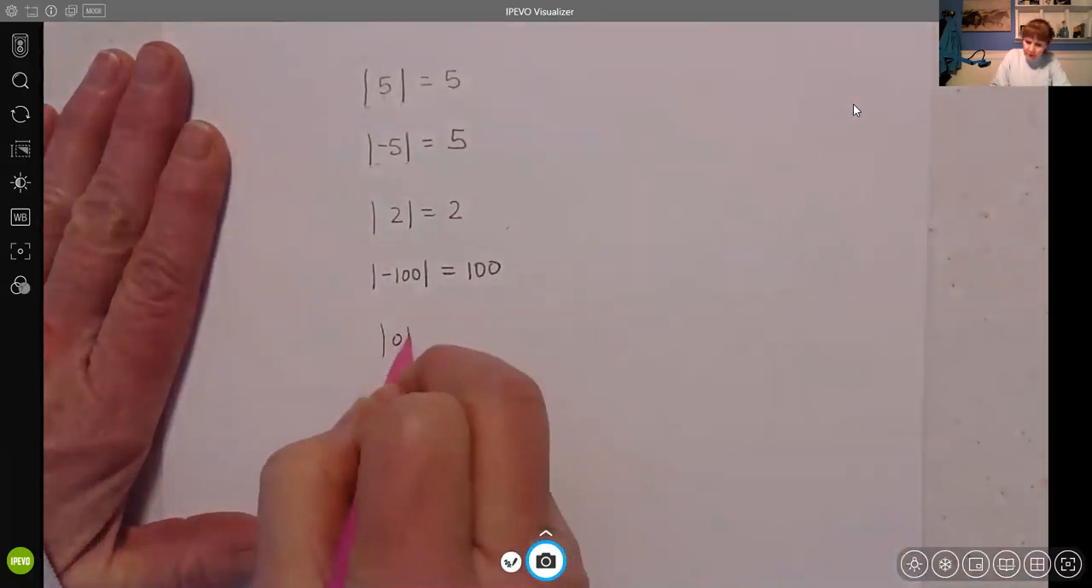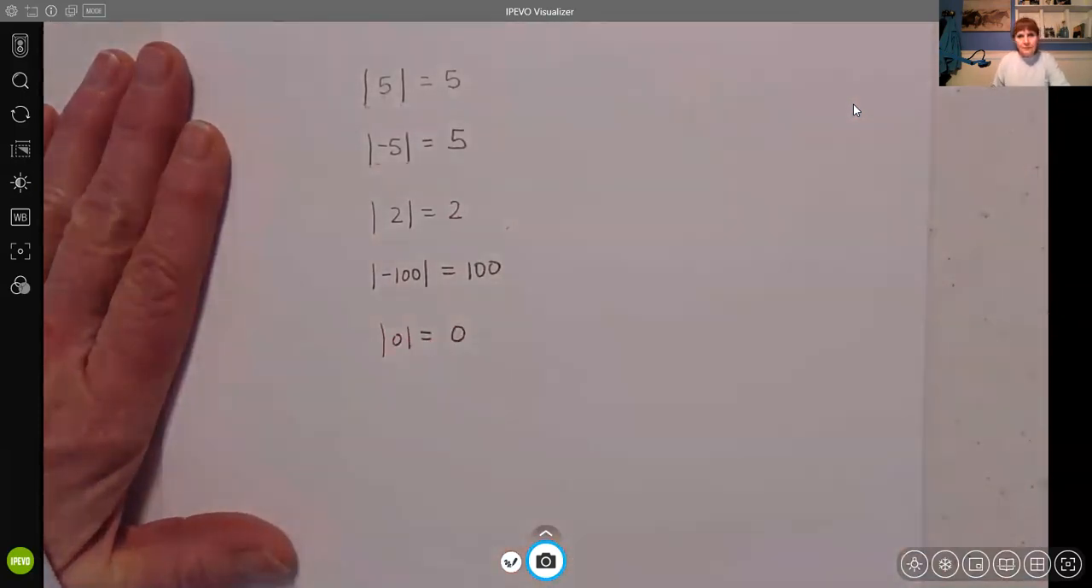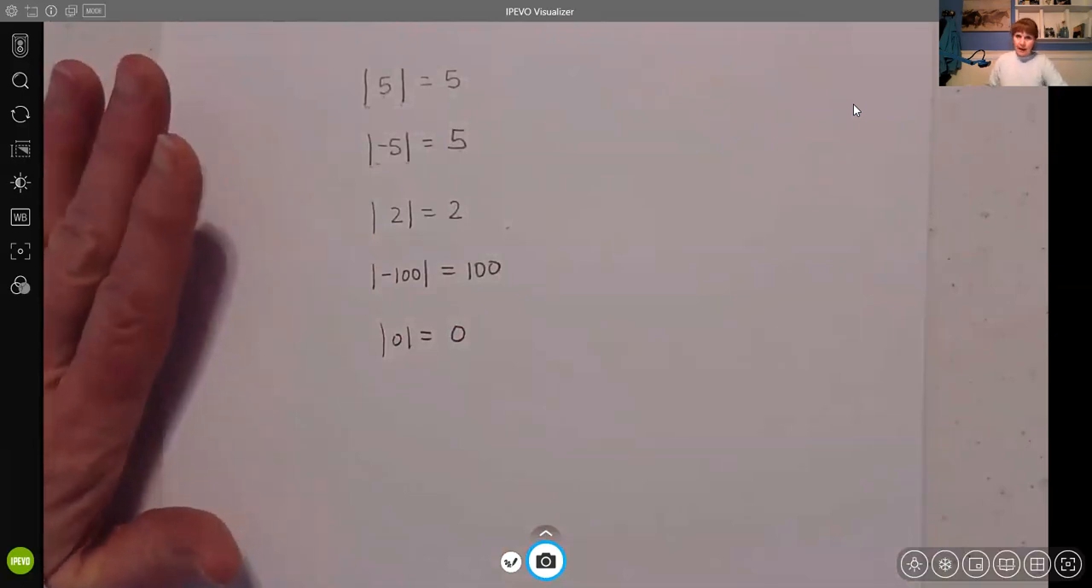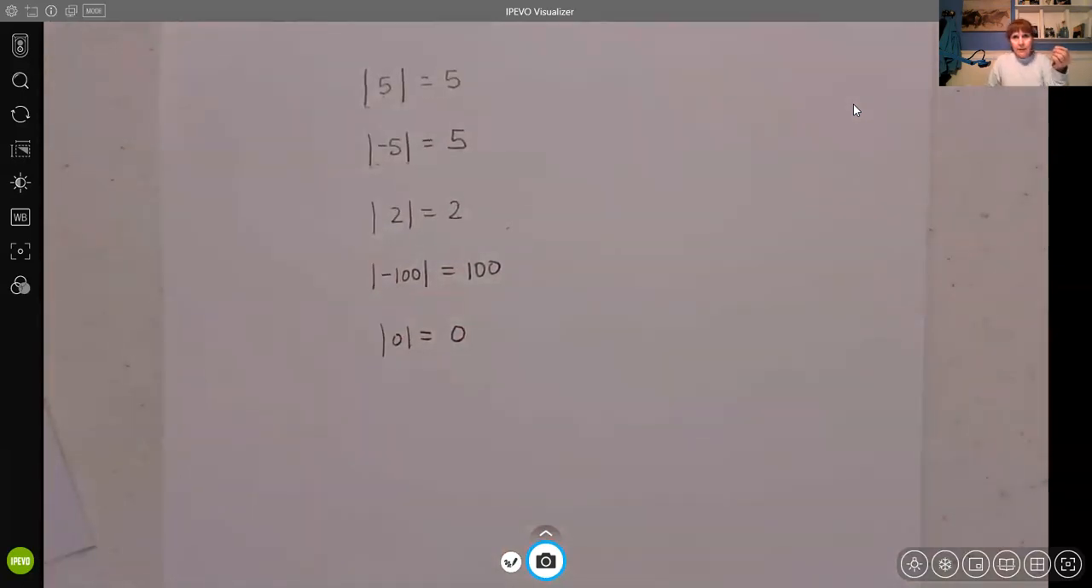The absolute value of 0 is 0. All right, so that's absolute value. Now, how does that compare to opposite?